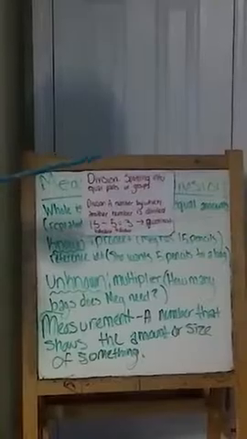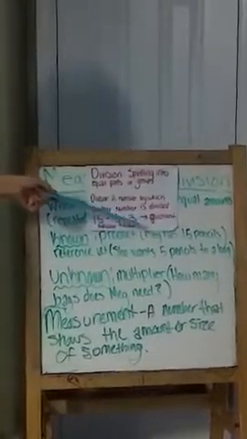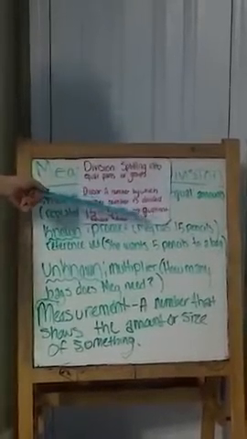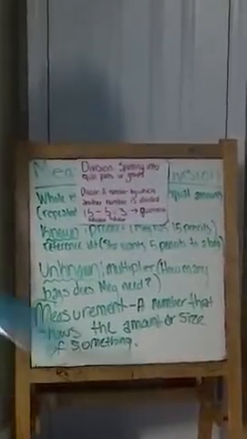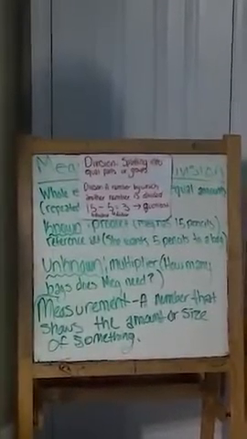So, for example, we have this problem here. 15 divided by 5 equals 3. 3, our answer, is our quotient. And 15 is our dividend, and 5 is our divisor, the number that is being divided by another number.